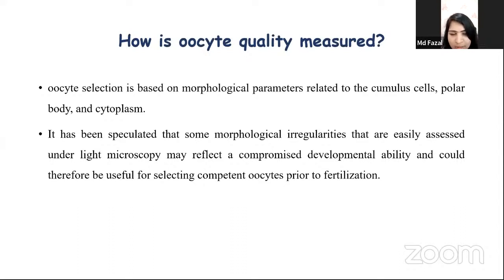Oocyte selection is based on morphological parameters. Suppose after a pickup, after an IVF, what are the parameters we need to look for with which we can predict the oocyte quality? It has been speculated that some morphological irregularities are easily associated with compromised developmental ability. So these are a few markers. If you see these things, that means the oocyte quality is going to be bad. So what are those qualities? Next, we'll discuss. Next slide.